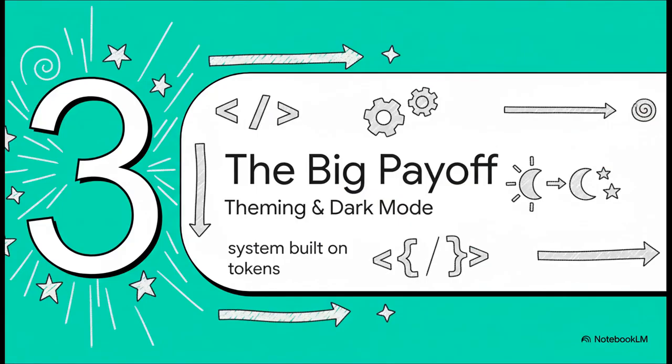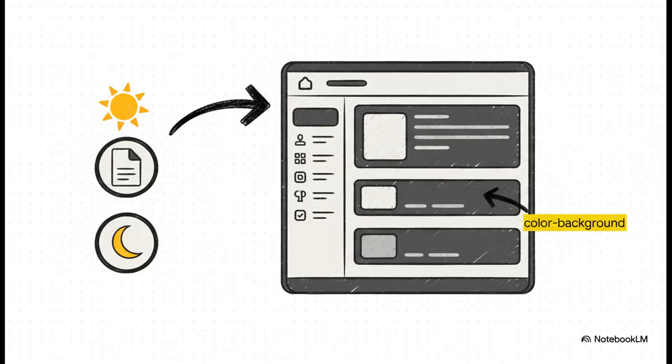And this is where the magic happens. Because once you've built your system on top of these tokens instead of hard-coded values, you unlock something incredible. You get theming, including that much requested dark mode, almost for free. And this just illustrates the power perfectly. Because your components reference tokens like color background or color text, you can create a completely different theme just by swapping out the token file. Your color background token can point to white in the light theme and a dark gray in the dark theme. You just flip one switch and boom, the entire application UI transforms instantly. You don't have to change a single component.